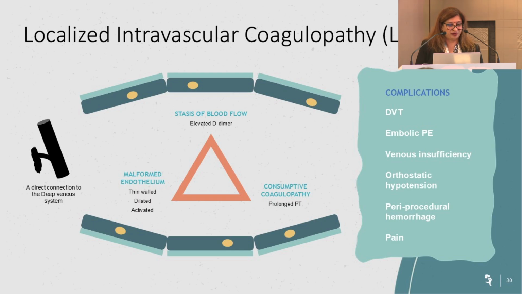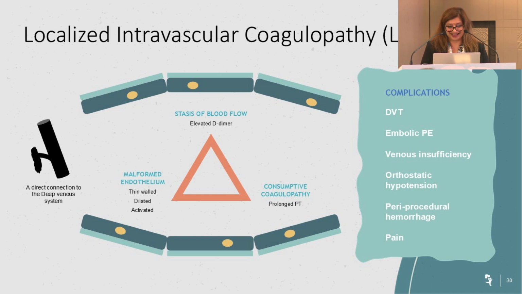And then that itself, when these small connections into the deep venous system are there, they actually can develop a pulmonary embolism. So what we do see in a lot of these patients that have these abnormal veins, you might see a localized intravascular coagulopathy. That just means that all of those clotting factors are going to that localized area. So if you were to have a procedure done in another part of your body, then it's potential you can go into DIC. So complications of this are DVT, embolic PE, venous insufficiency, orthostatic hypotension, periprocedural hemorrhage, and pain.